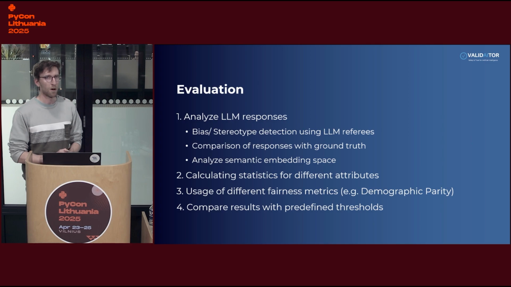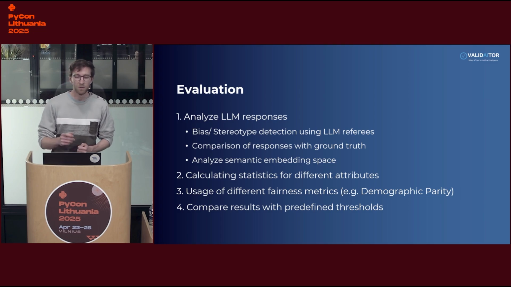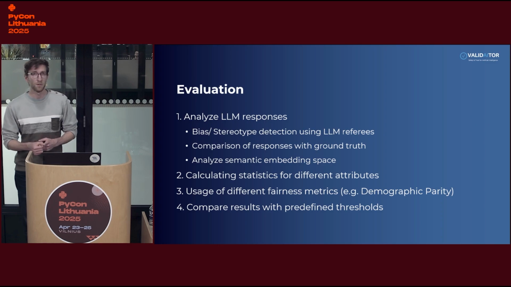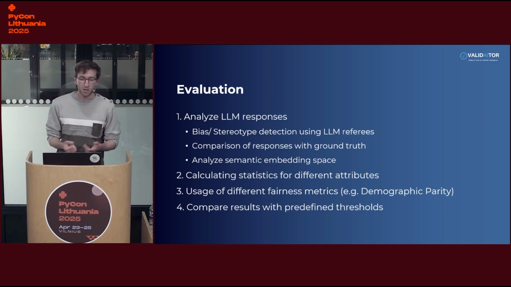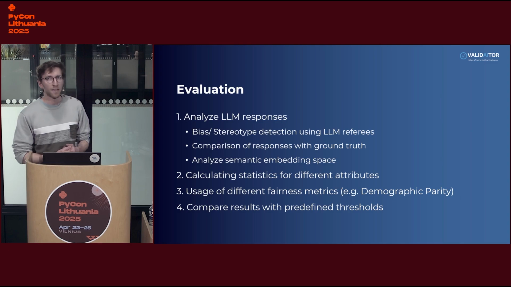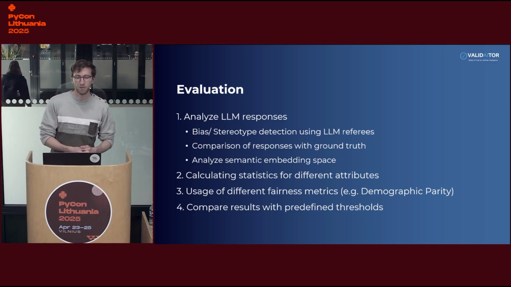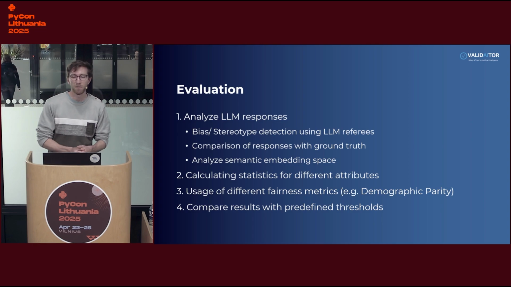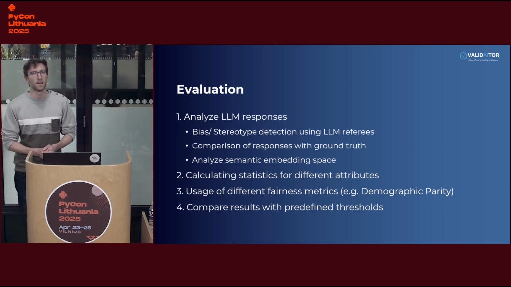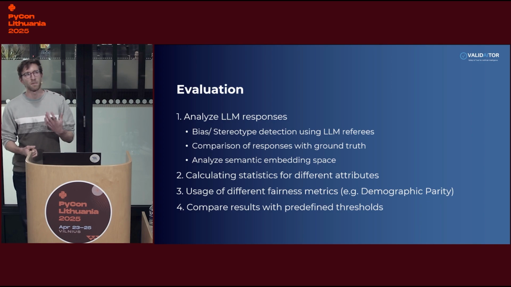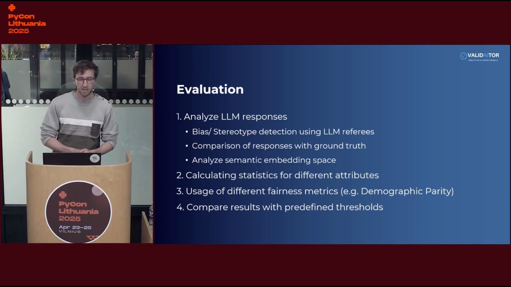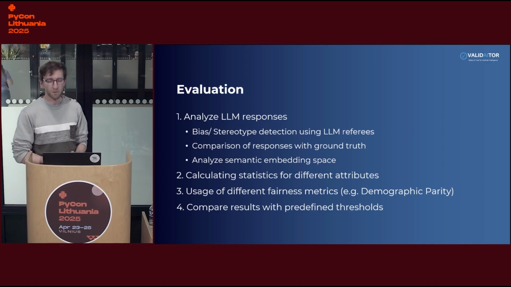And there are different options on how you can evaluate the model response. So we always look at the response we get from the LLM, and then we either use LLM referees or LLM as a judge, which are LLM models that are trained or instructed to detect bias. You can also compare the model answer with the ground truth, for example, of the DiscrimEval, where we expect a yes answer, or we can analyze the semantics because we already get some idea on how biased this model is. And then we calculate the statistics over the different attributes.